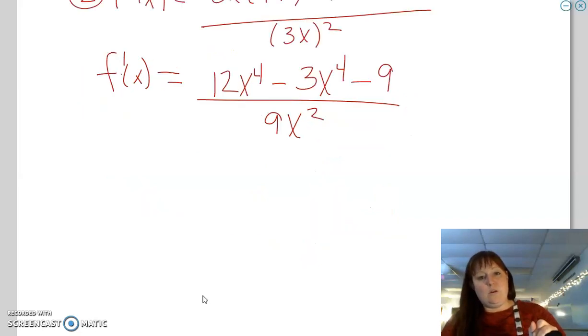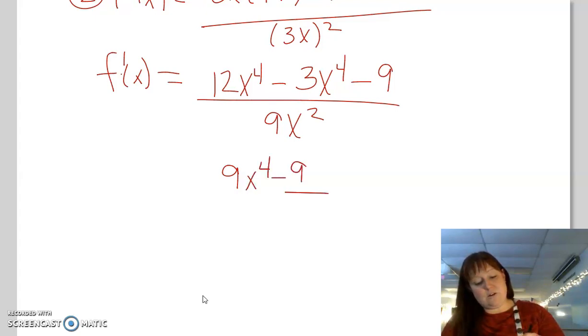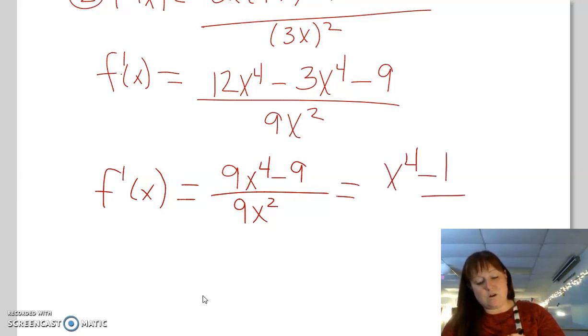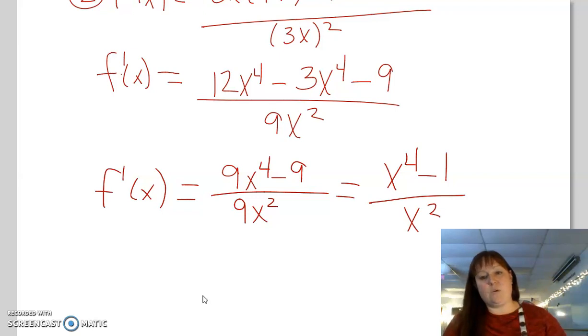And then we are going to simplify that some more. So 12x to the 4th minus 3x to the 4th is 9x to the 4th, minus 9, over 9x squared. Those can all be divided by 9. So we're going to have x to the 4th minus 1 over x squared. Okay. So that's our derivative. Our derivative is x to the 4th minus 1 over x squared.